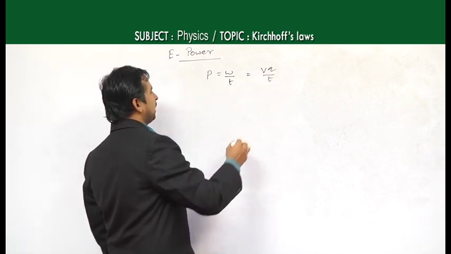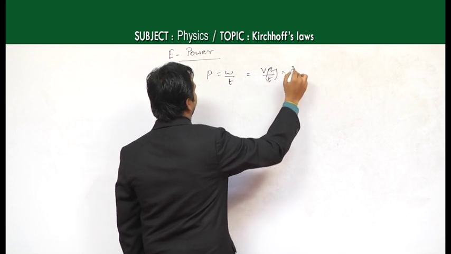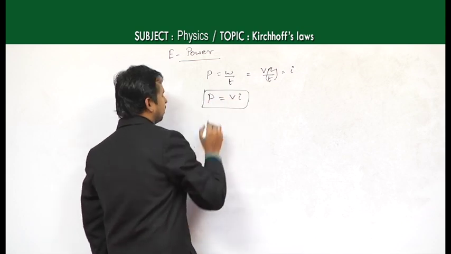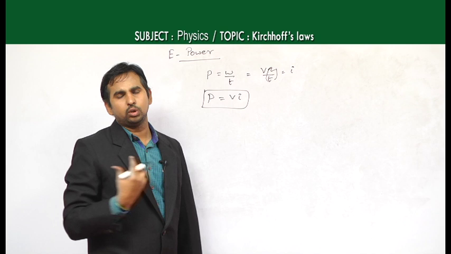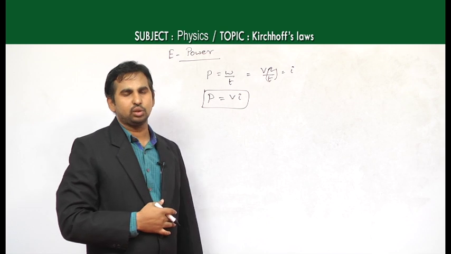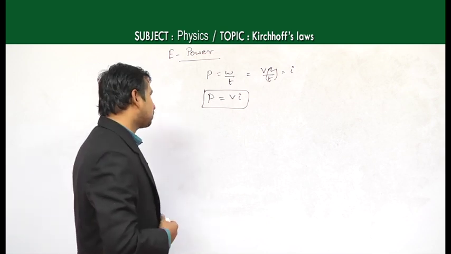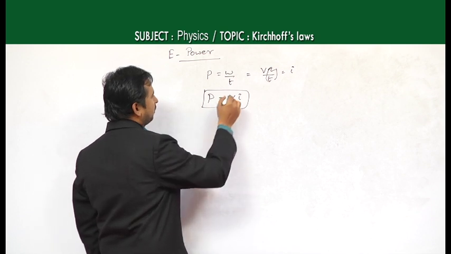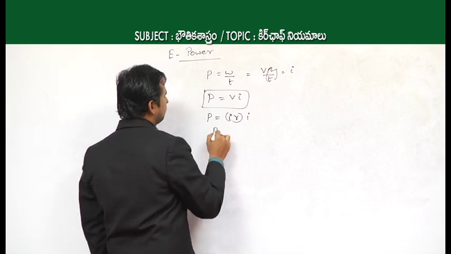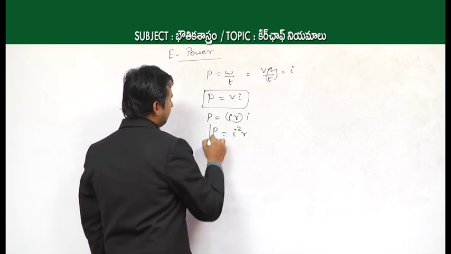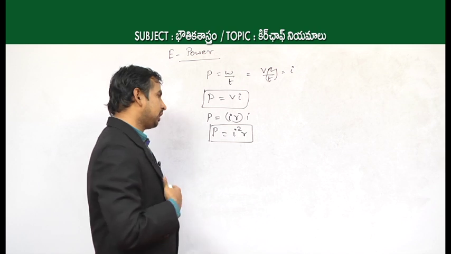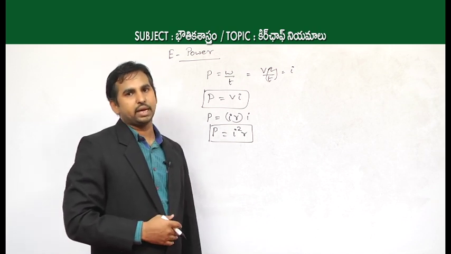From this we can write Q by T is equal to I. Then power P is equal to V into I. So this is the formula to find the power when you are maintaining some potential difference V and current I is passing through it. But from Ohm's law we know that V is equal to IR, so if you substitute V is equal to IR, then P becomes I square R. This is the formula if you have the current and resistance in the given circuit. So P is equal to I square R.